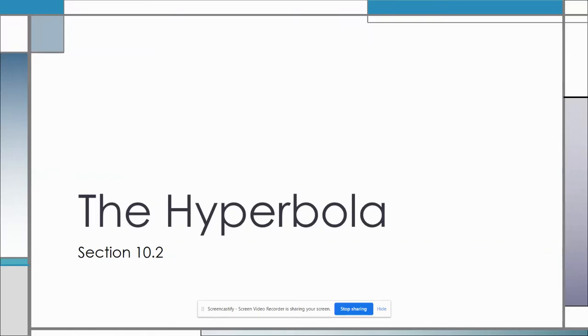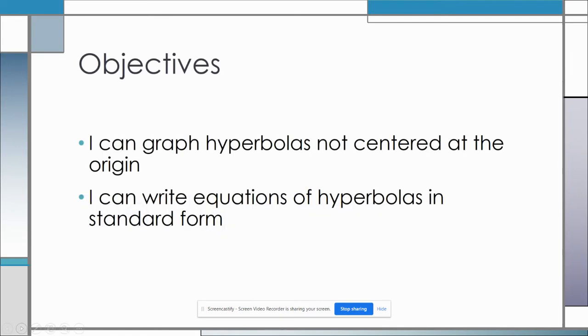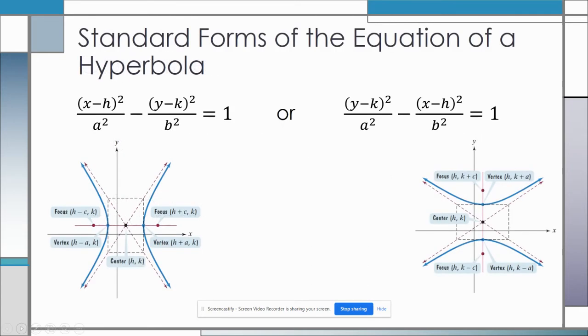Today we're going to continue with section 10.2, which is more with the hyperbola. Today we're going to graph when the hyperbola is not centered at the origin, and we're going to write some equations in standard form. So a quick reminder of yesterday, here were our standard form equations, but now, like I said, we are going to be really focusing on when our center is not at (0, 0).